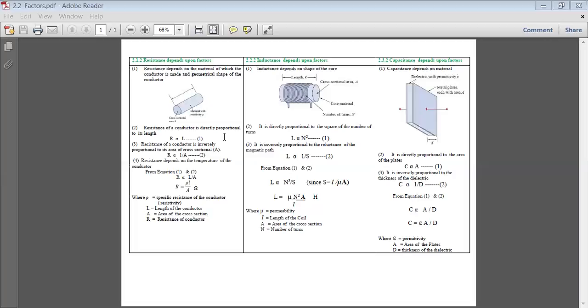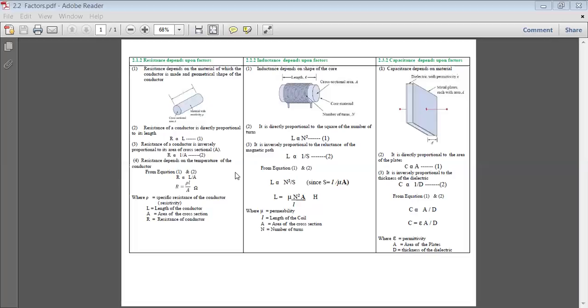Now the third one, the resistance of a conductor is inversely proportional to its area of cross section, A. This is called the second equation. And the fourth one, resistance depends upon the temperature of the conductor.